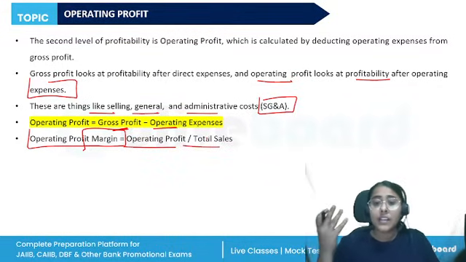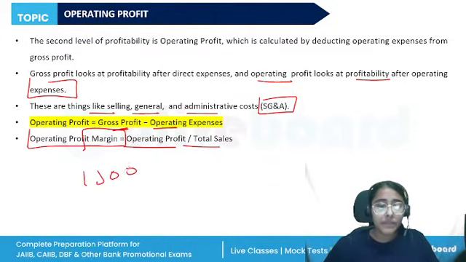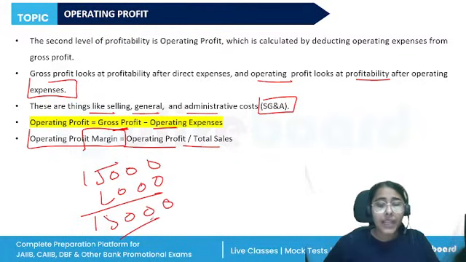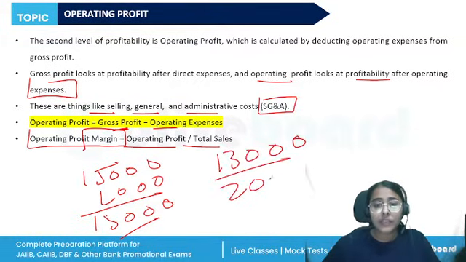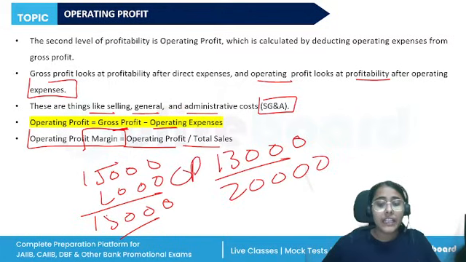Similarly, let's say the gross profit in our previous example was 15,000 and the cost incurred on selling, general and administrative costs was around 2,000 rupees. So subtracting it, we will be left with 13,000. And the total sales that we took in our example was 20,000. So dividing 13,000 by 20,000 will give us the operating profit margin. Very simple formulas, but very important. You can easily score marks if such questions are asked.